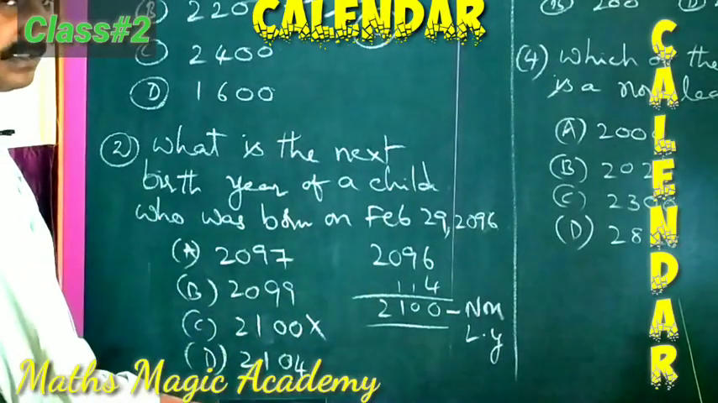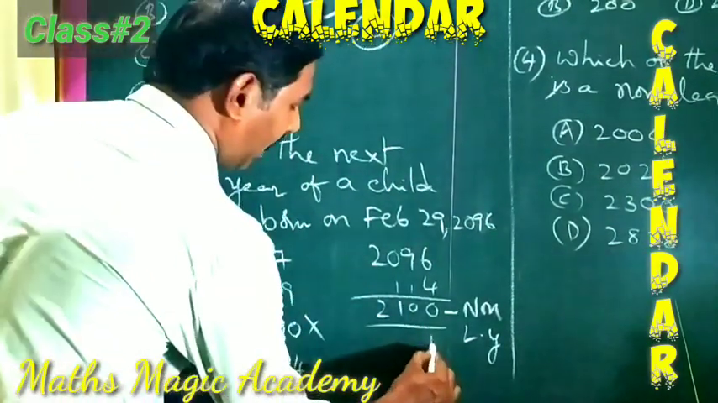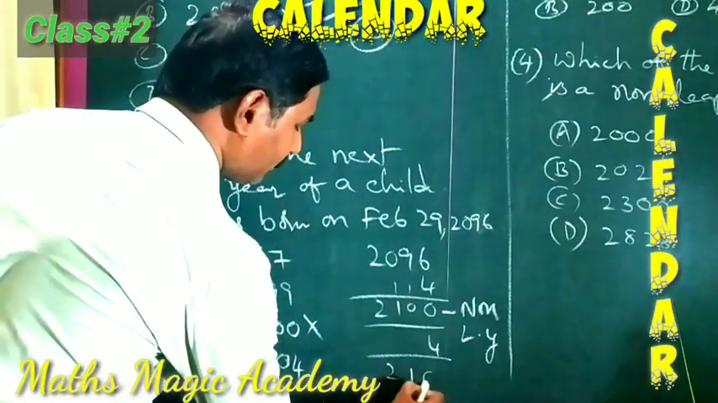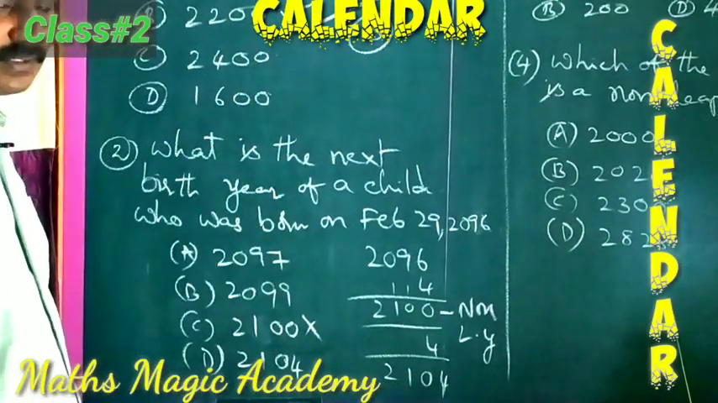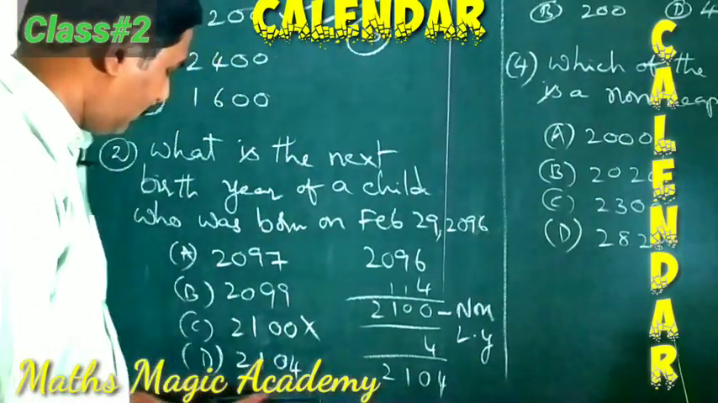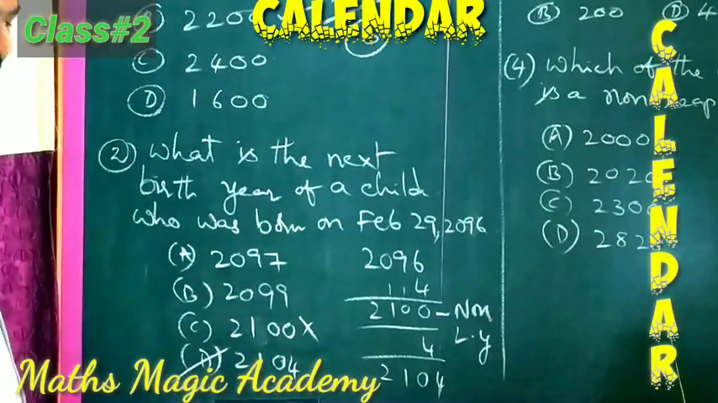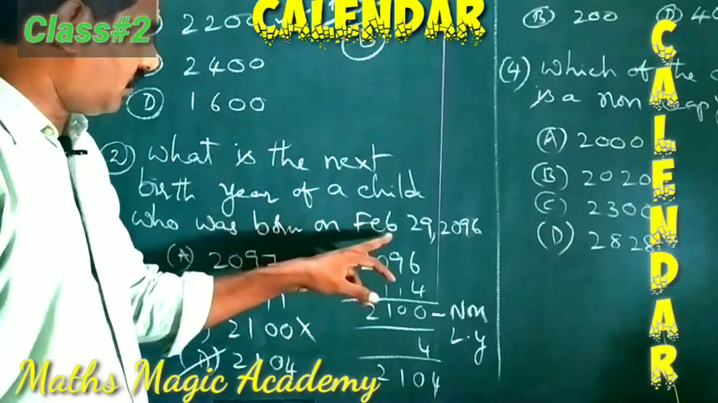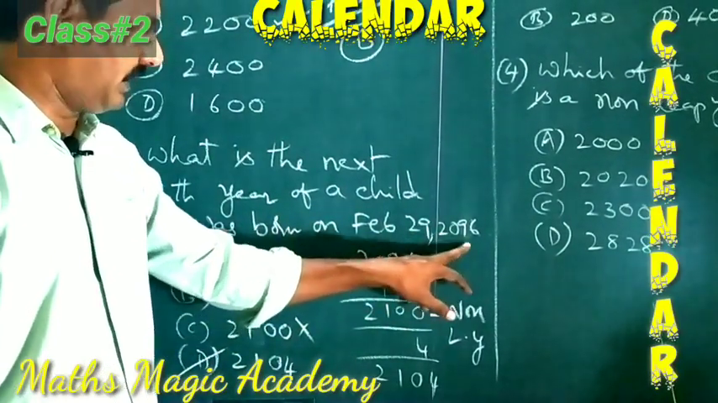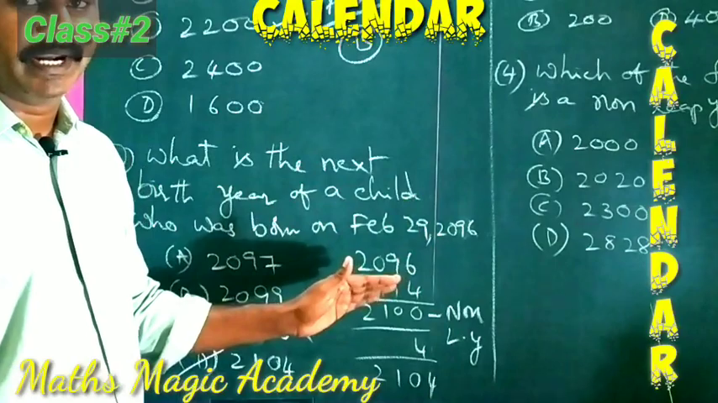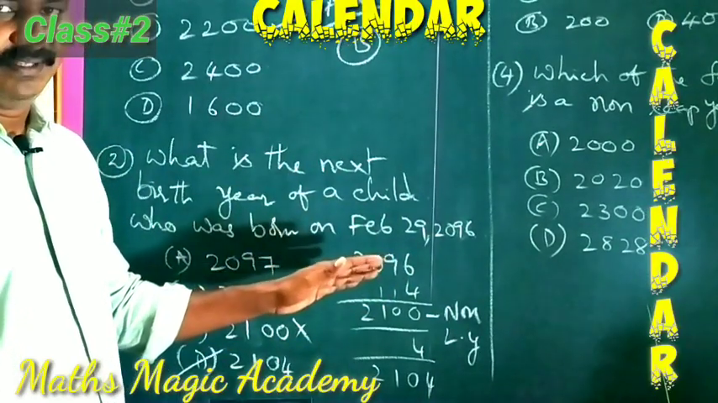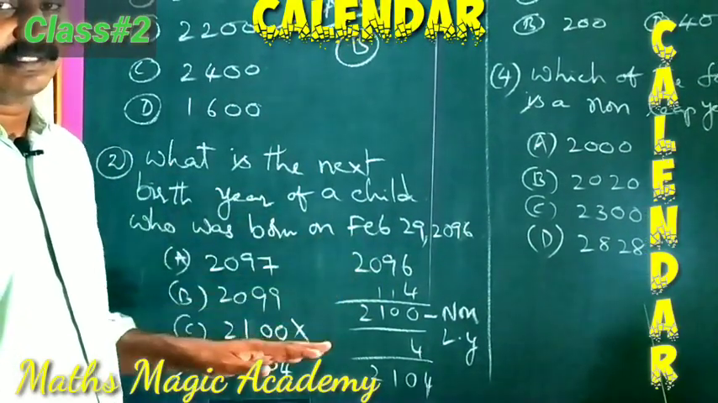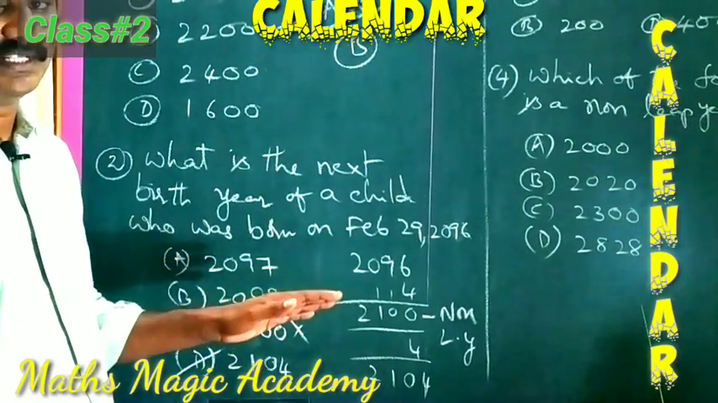And what is the next leap year? Again, if you add 4, what will come? 2104. That is option D, the correct birthday. That means the child who was born on February 29, 2096 will celebrate the next birthday after 8 years, not after 4 years.